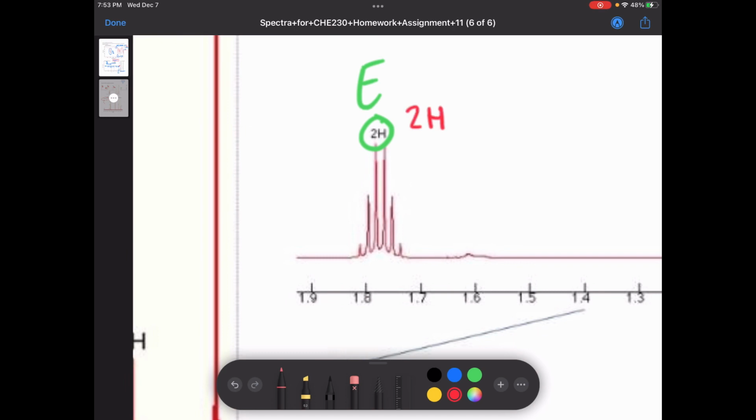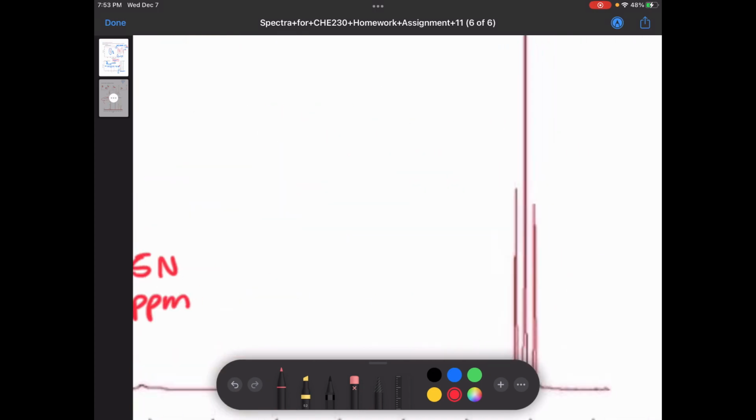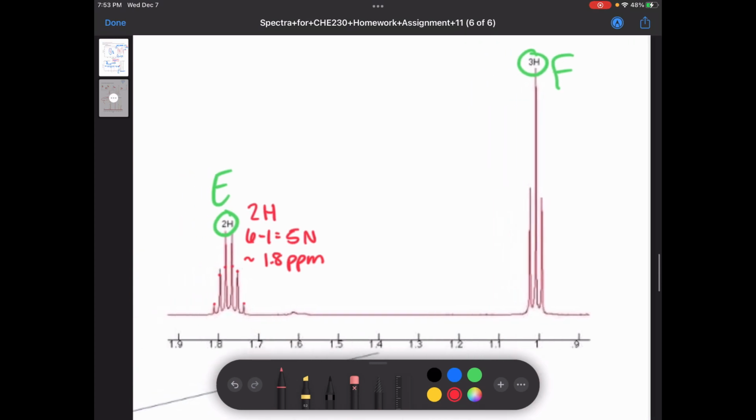2 hydrogens at this position again. We got 1, 2, 3, 4, 5, 6. 6 minus 1. We got 5 neighbors. ppm, 1.8 roughly. All right, let's move to the next one. Last one. Last one, best one.